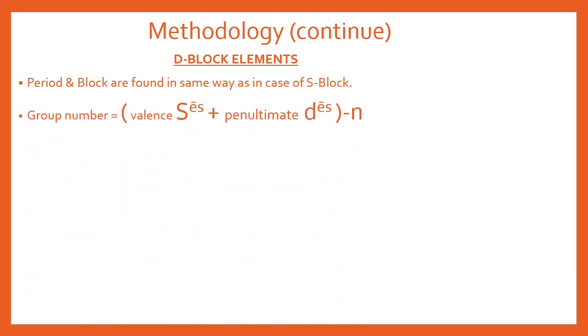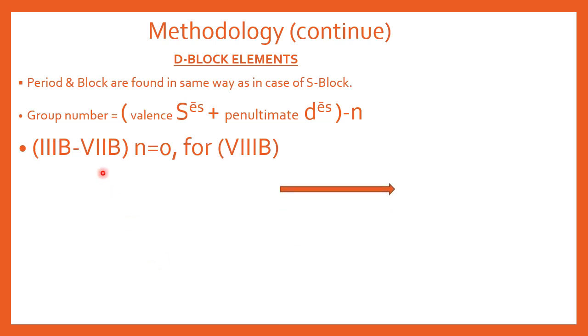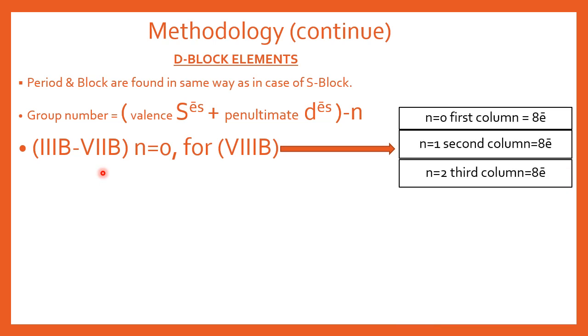For the group 3rd B to 7th B, the value of n is equal to 0. It means you will sum up the valence s electrons and penultimate d electrons, and then you will subtract 0, meaning you subtract nothing here. And in the case of group 8th B, you have to do something different. One thing to note here is that group number 8th B consists of 3 columns at the same time.